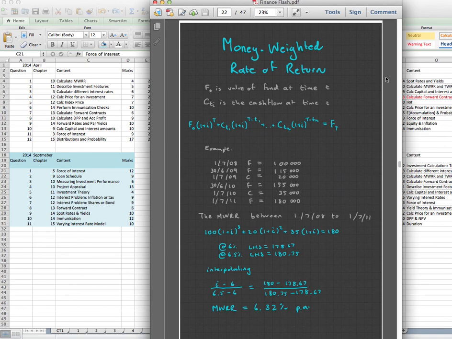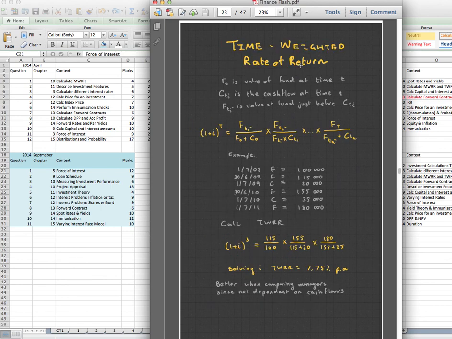The other part of the chapter 10 questions is measuring the investment performance. You can either use the money weighted rate of return, where you just use the cash flow, so you would ignore the other fund values. There's the time weighted rate of return, where you then use the fund values. Just learn the formulas. They are a little bit strange when you learn them like that, but do an example and they are quite intuitive.